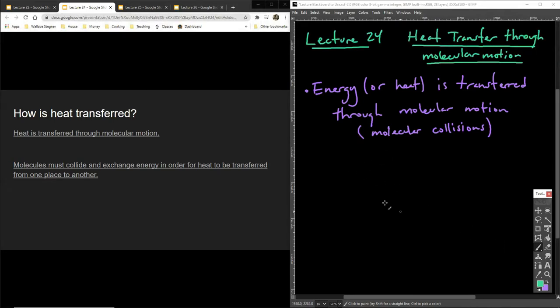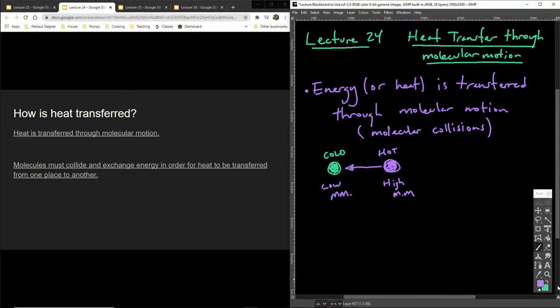So if I have a cold molecule, let's just say this is cold. Cold, to you and me, means low molecular motion. I'm gonna say low MM. And then I have a molecule that is hot, meaning it has high molecular motion. The only way you're going to see this molecule gain some of the energy from this molecule is if there is a collision.